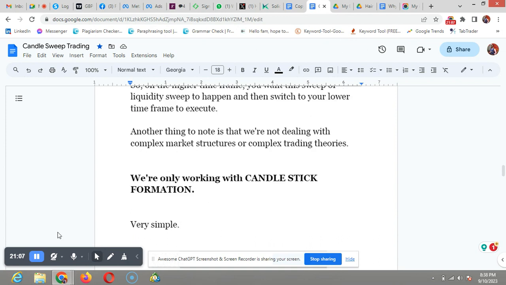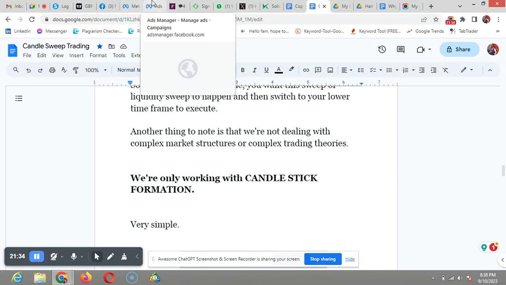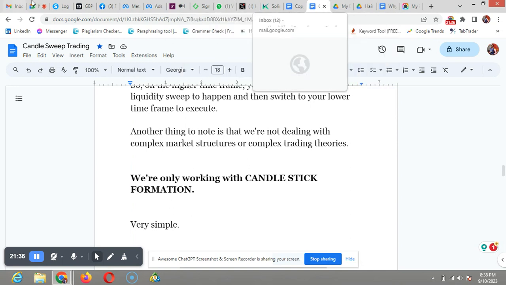Now, we are not focusing on market structure or any complex trading theories. No, no. Our focus here is not indicators or market structure or whatsoever. Our focus here is simple, and we are focusing solely on the candlestick formation. I hope this is clear. Our focus is what? On just candlestick formation.